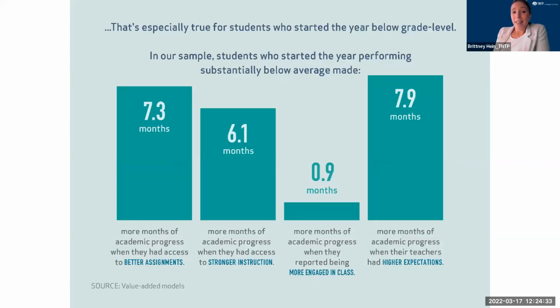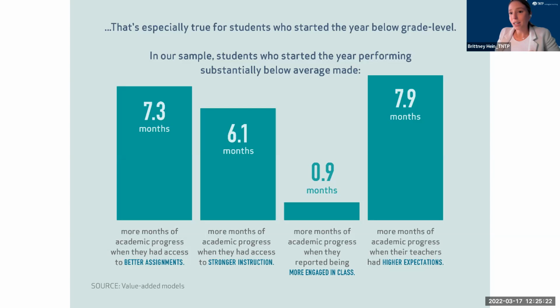This is especially true for students who are behind grade level or instructional grade level. So in our sample of those 2,700 classrooms, we saw that students who started the year performing substantially below grade level with access to these 4 things made this amount of growth. Students that had grade-appropriate work in front of them grew 7.3 months. Students who had strong instruction executed by their teachers grew 6.1 months. Students who were asked to do work that would cause them to be deeply engaged grew 0.9 months. And then students who had teachers in front of them that consistently messaged their deep belief and put work in front of students that was on grade level grew 7.9 months, which is crazy, y'all.